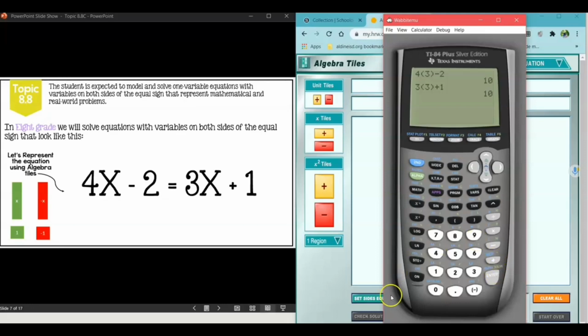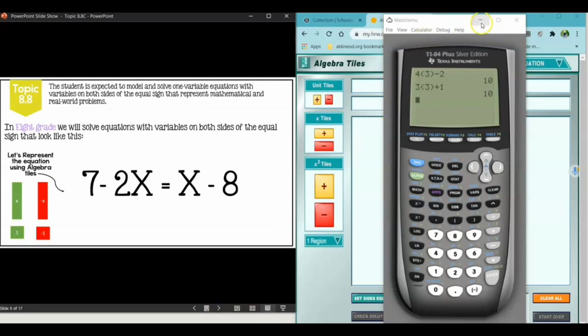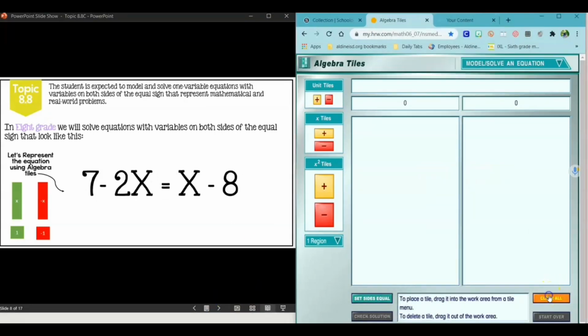Okay, let's move to example number 2. So I'm going to get rid of this calculator and clear my board. All right, so the second example: 7 minus 2x equals x minus 8. If you want to go ahead and try this one, pause the video and come back and see if you're correct. And I'm going to go ahead and get my tiles set up.